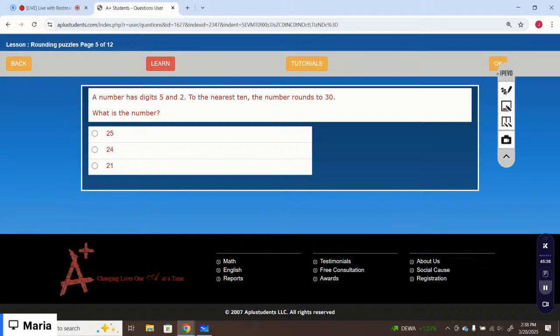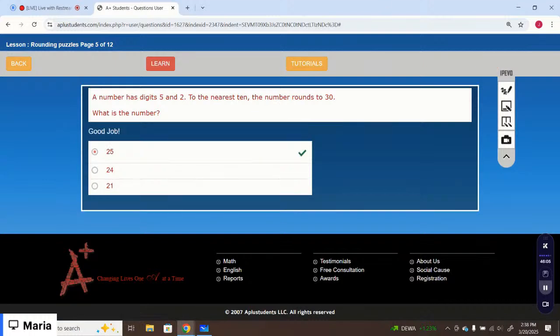A number has digits 5 and 2. To the nearest 10, the number rounds to 30. With 5 and 2, it is 25, right? Because it would be rounded up to 30, so the number they make is 25.